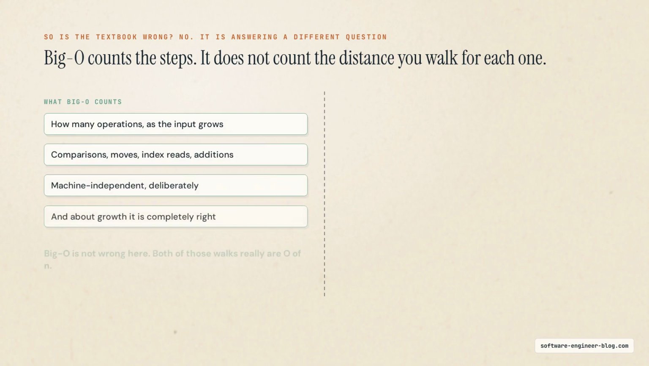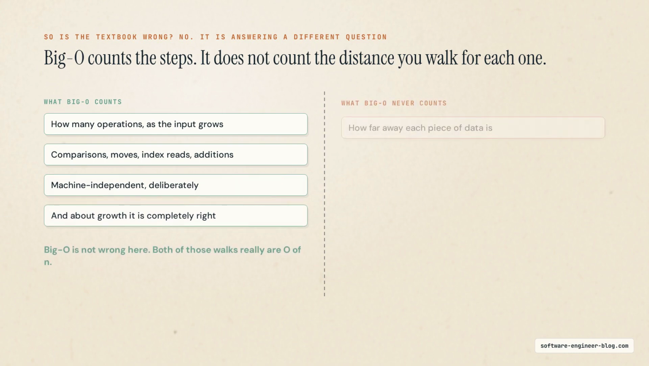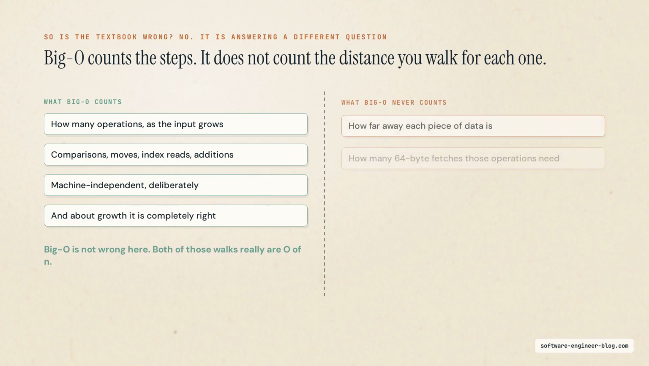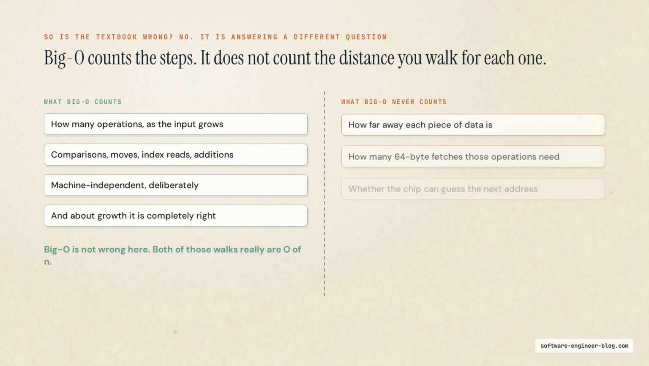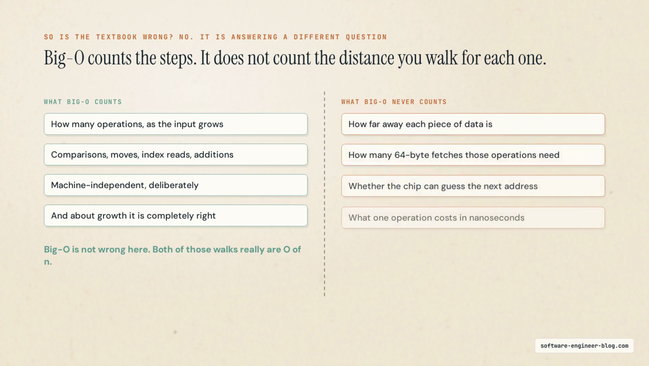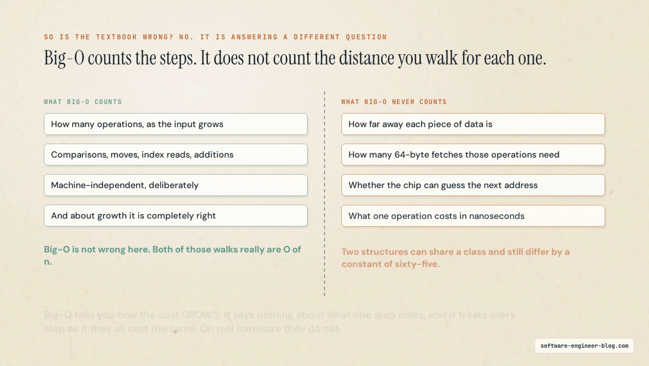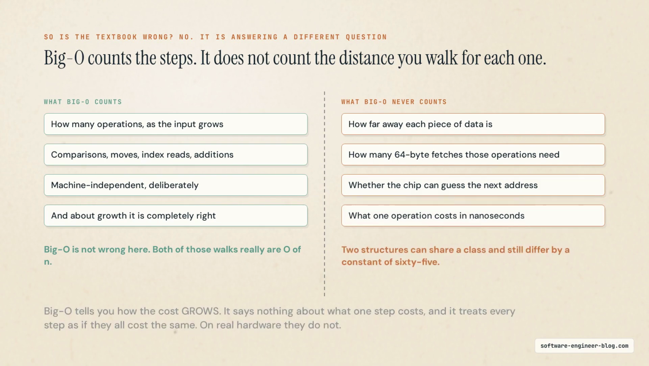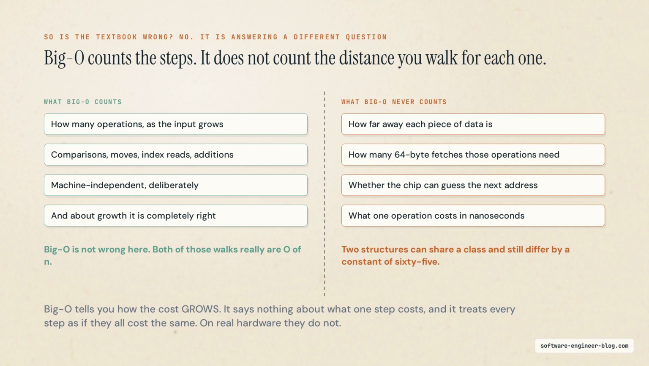But look at what it never counts. How far away each piece of data is. How many 64-byte fetches those operations need, whether the chip can guess the next address, and what one operation actually costs in nanoseconds. Big O tells you how the cost grows. It says nothing about what one step costs, and it quietly treats every step as if they all cost the same. On real hardware, they do not. 2 structures can share a complexity class and still be 65 times apart.